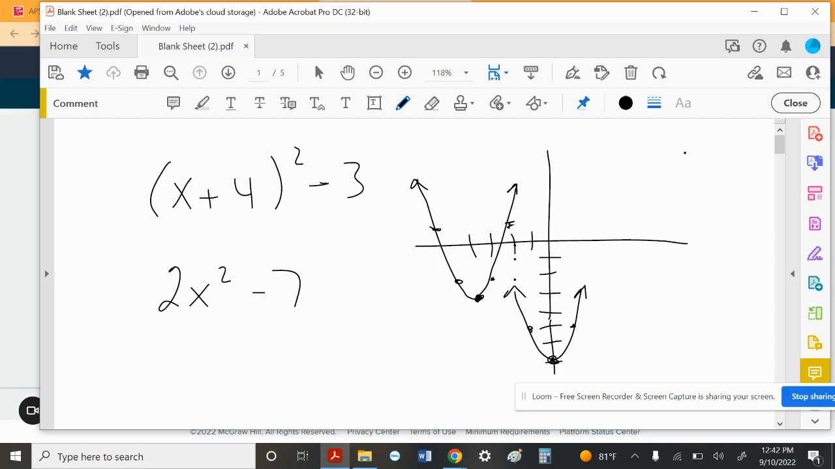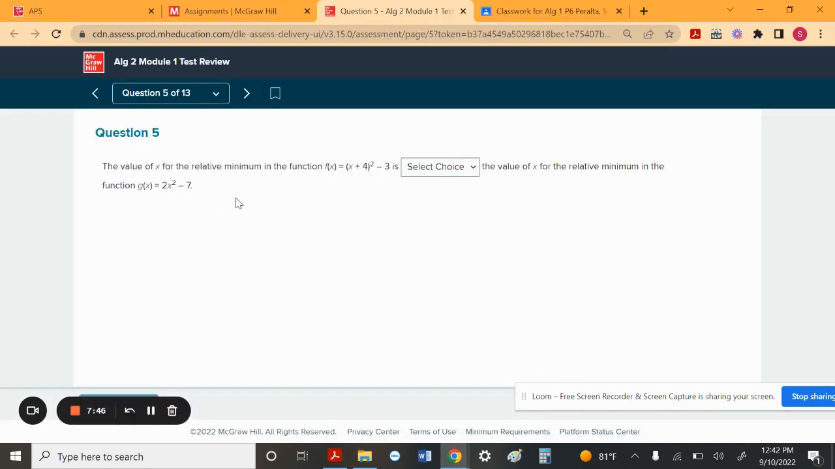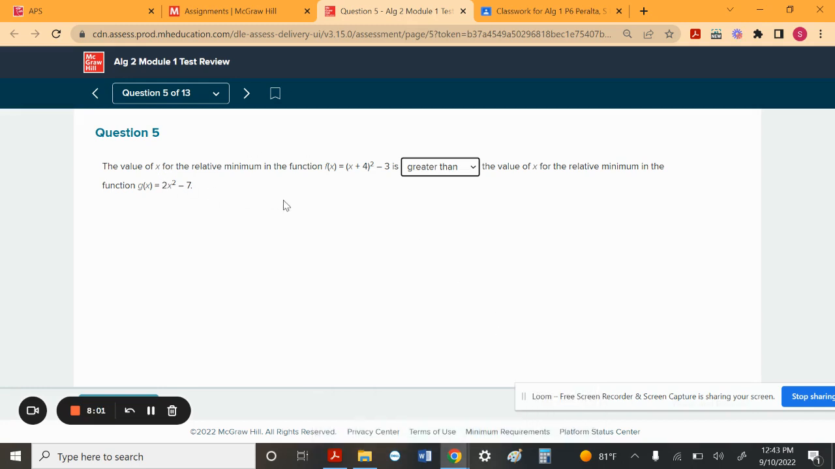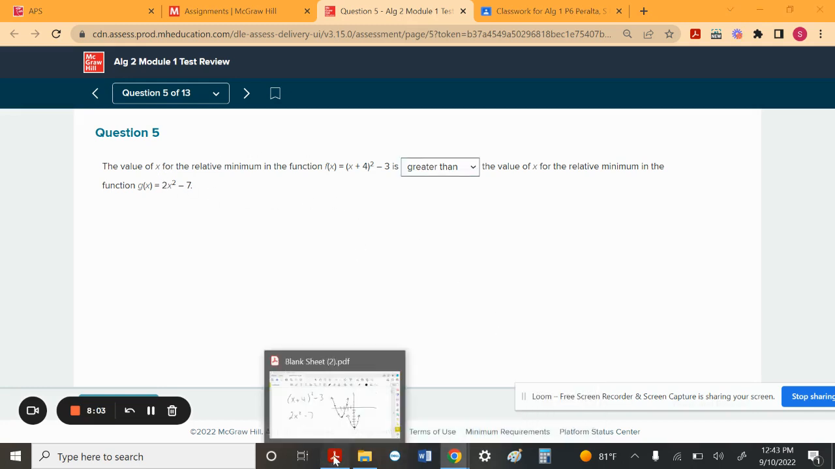So which one has the, and I think they're asking actually for the absolute minimum because these are actually absolute minimums, not relative minimums, but I'll be clear in my wording. So I think the 2x squared has a lower one. So let's see, the value for the relative min in the function is, so this function is greater than the value of x in the relative minimum for the other one. Oh, it says the value of x for the relative minimum. Let's take a look at that.